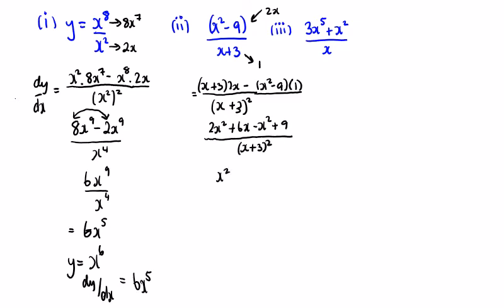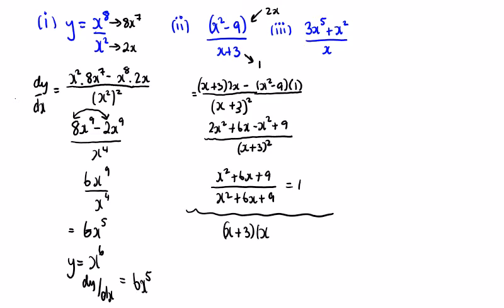So we're going to get x squared plus 6x plus 9 over, now if I multiply this out, I'm also going to get x squared plus 6x plus 9, which is equal to 1. So where does that come from initially? Well, on top we have the difference of 2 squares, so we have x plus 3 by x minus 3. On the bottom we have x plus 3. Dividing by x plus 3, we get y is equal to x minus 3. So dy dx is also equal to this 1.